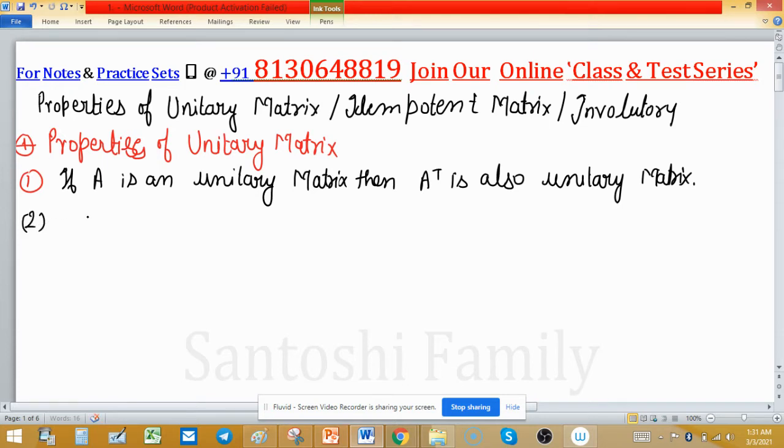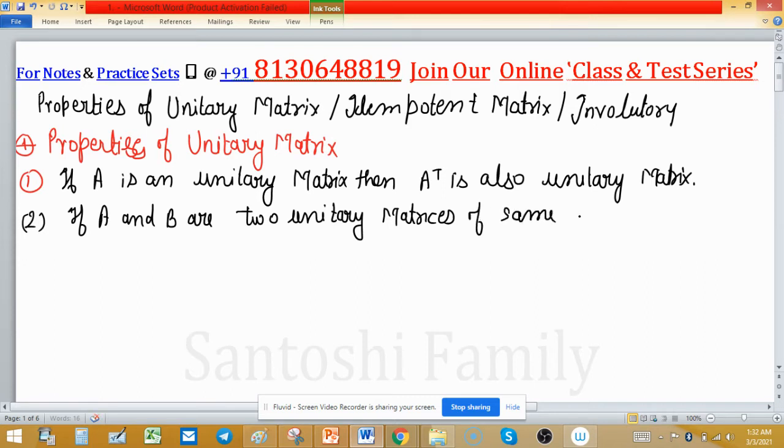The second property is: if A and B are two unitary matrices of the same order, then AB and BA are also unitary matrices of the same order. For multiplication, the matrices must be of the same order, otherwise the product will not be defined.